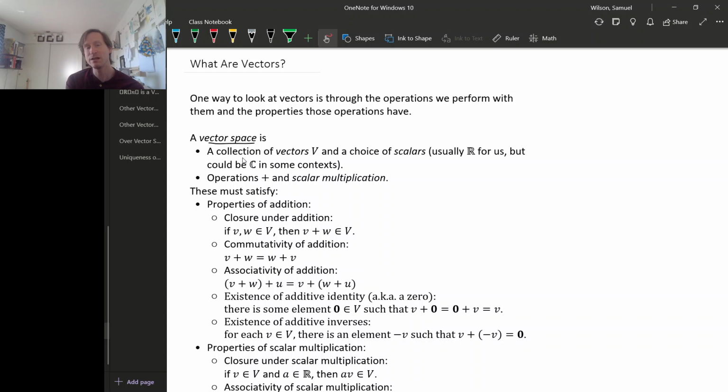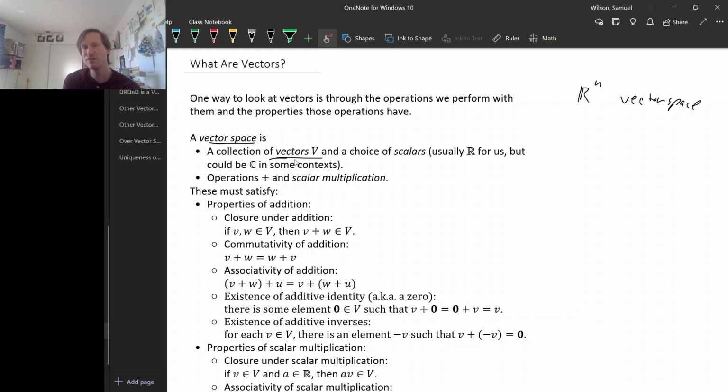So what we need is first a collection of things that we're going to call vectors. Now, as we discuss this huge list of properties, keep in mind Rn, right? Rn is really going to be our template for what a collection of vectors looks like. So any collection of vectors that satisfies this list, we're going to call a vector space. So Rn will turn out to be a vector space.